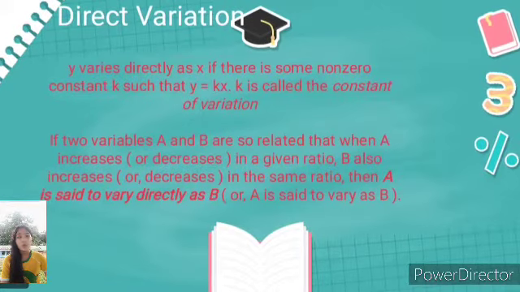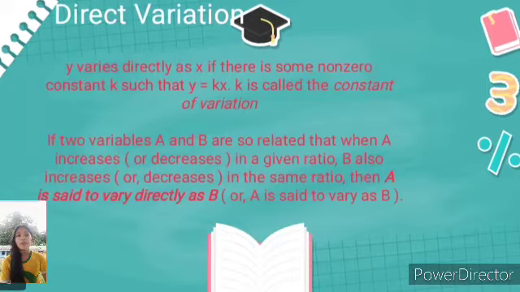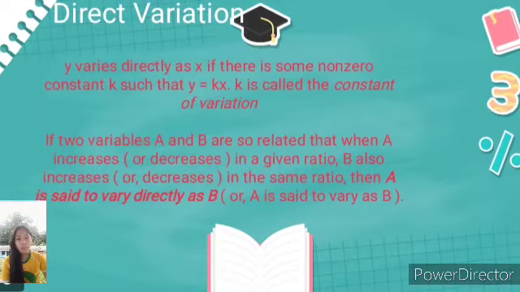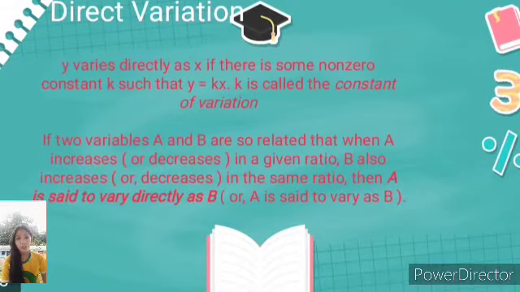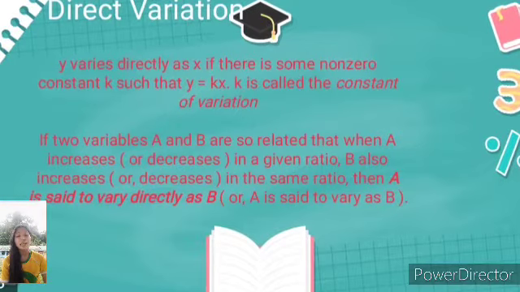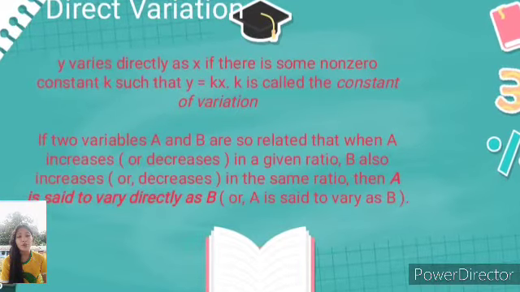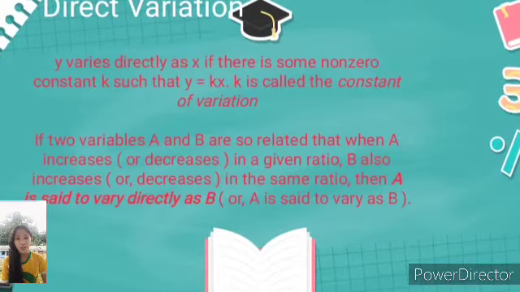If two variables a and b are related, such that when a increases or decreases in a given ratio, b also increases or decreases in the same ratio, then a is said to vary directly as b. They are related to each other. That is why it is called direct variation.